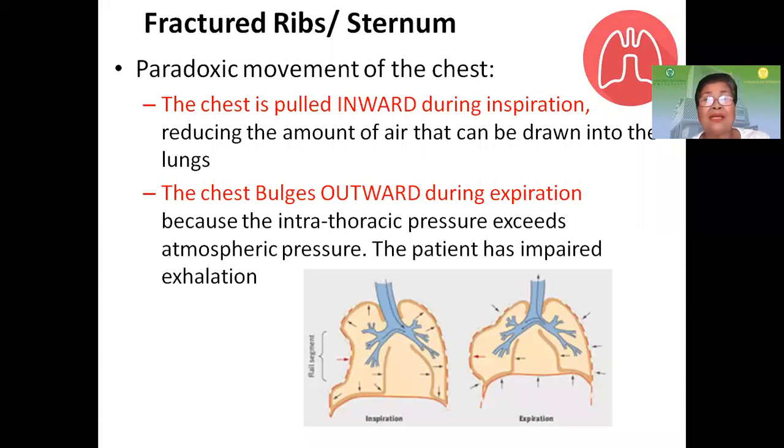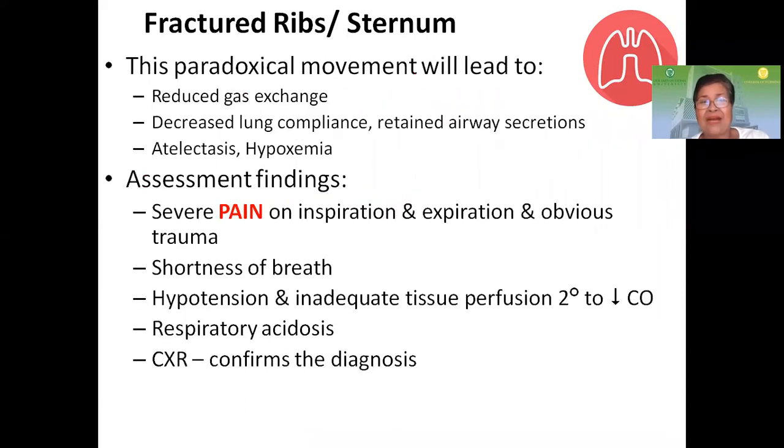X-ray. Kahit hindi tayo nag-training with evaluation of the X-ray, kitang-kita yung fracture of the ribs. Ayun, anong effect? This paradoxical movement will lead to reduced gas exchange, decreased lung compliance, there's retained airway secretions, and atelectasis, hypoxemia. Ayun, yun ang effect ng flail chest. It will affect ventilation. It will affect gas exchange. And therefore, there'll be atelectasis and hypoxemia.